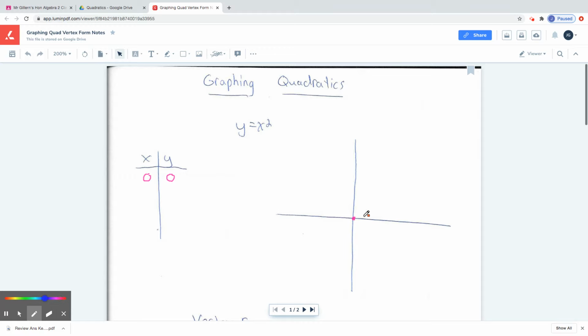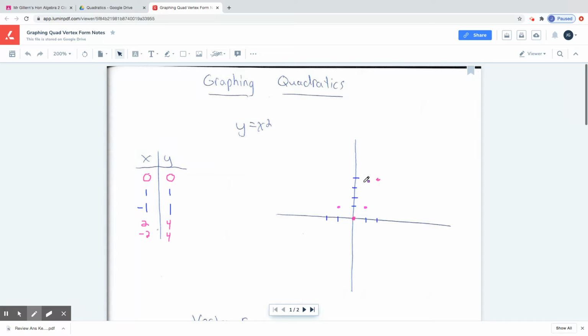Now, my next point, let's put in 1. If I plug in 1, 1 squared is 1. So that's 1, 1. And if I plugged in -1, I would also get a +1. So I get 1, 1 and -1, 1. Then if I plugged in, let's say, 2 and -2, 2 squared is 4, and so is -2 squared. So I plug in 2, I get 4, and -2 is also 4.